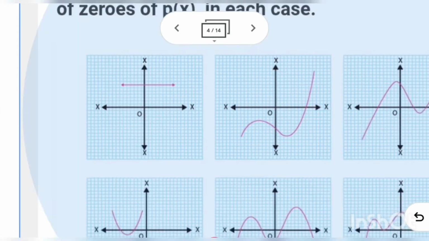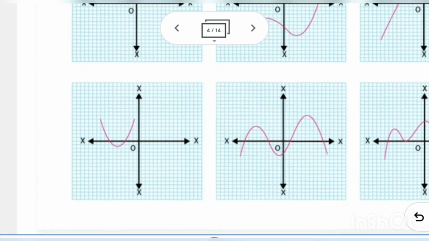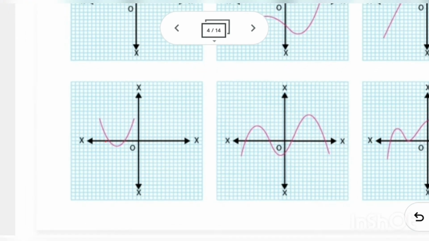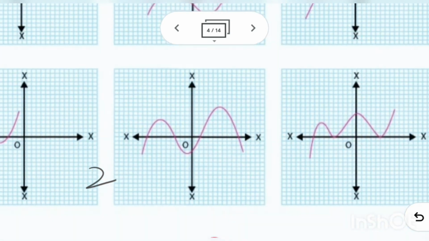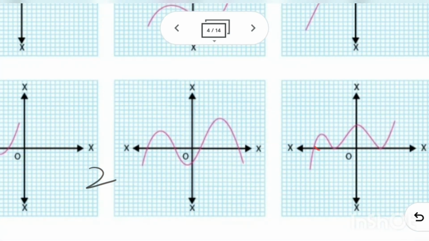Now let's look at other graphs. For this we see that it's meeting the x-axis at 2 points, so the number of zeros is 2. This is meeting it at 4 points, so the number of zeros is 4. And finally the last one, it is meeting the x-axis at, you can count the number of points, 1, 2, 3 points, so the number of zeros is 3 for this. So this is how, by looking at the graph, we can find how many zeros a polynomial has.